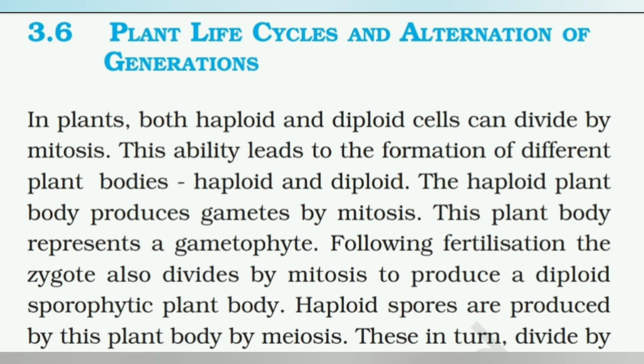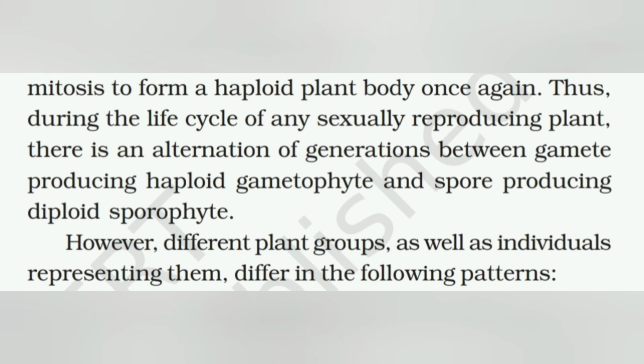The haploid spores are produced by this sporophyte by meiosis. These in turn divide by mitosis to form the haploid gametophytes of the plant. Once again, a haploid plant body is obtained. Thus, during the life cycle of any sexually reproducing plant, there is an alternation of generations between the gamete producing haploid gametophyte and the spore producing diploid sporophyte. However, different plant groups as well as individuals represent them in different patterns.